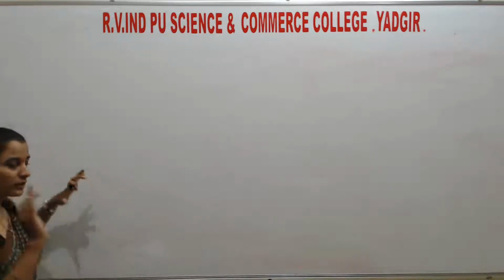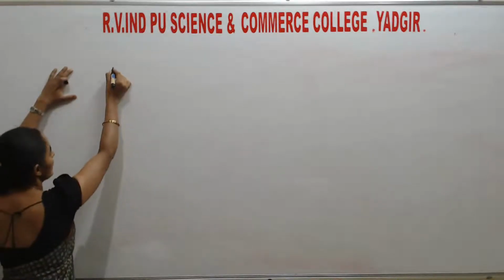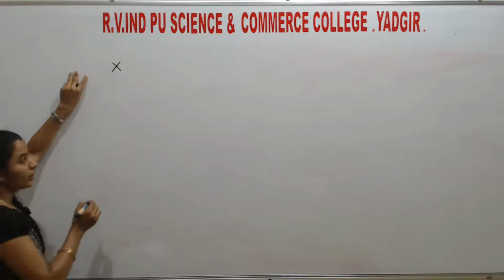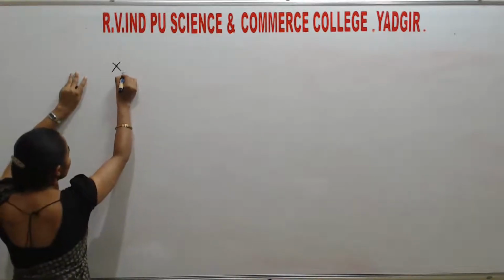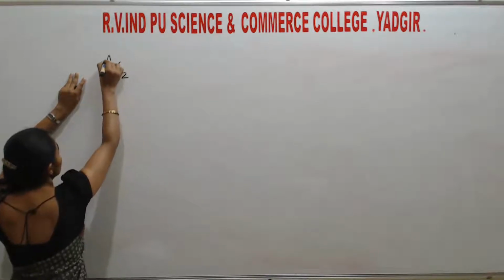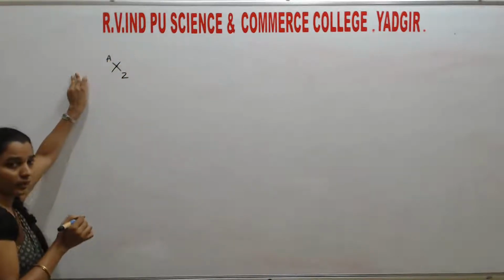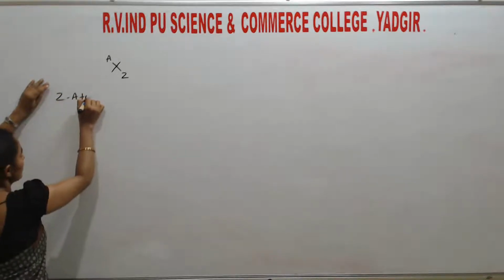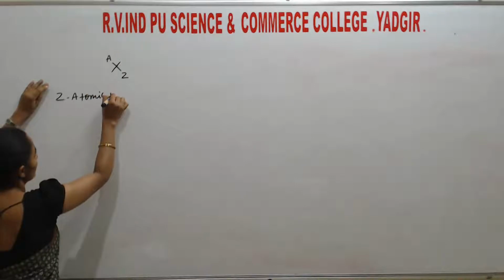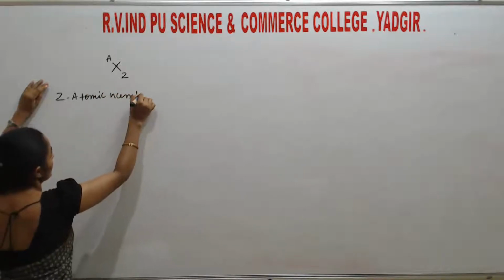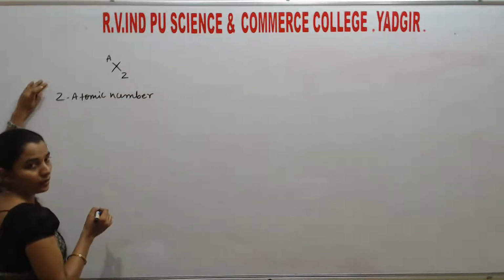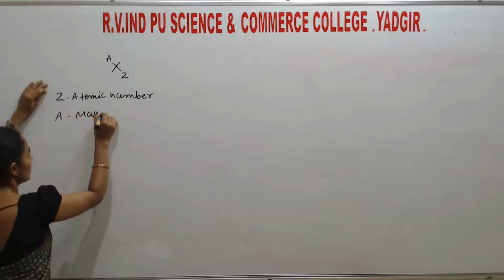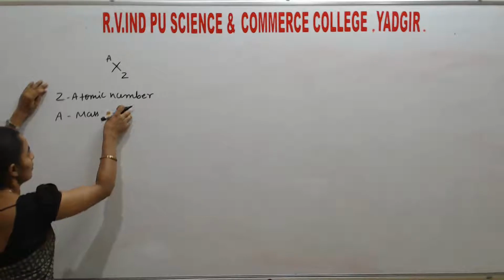Okay. So listen. First, I write: if this is the element, then this is represented by ZA. Okay. So what is this Z? Z means atomic number. Okay. What is this A? A means mass number.